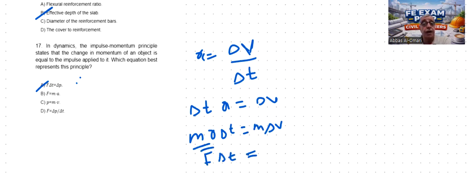So force impulse equals change in momentum, which is delta P. Next question.